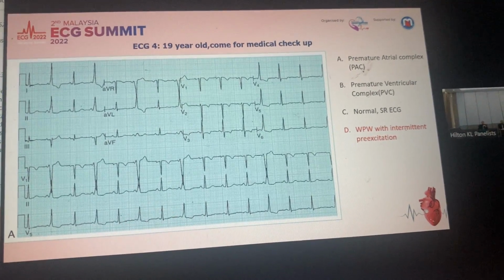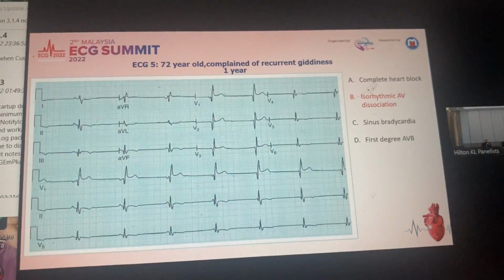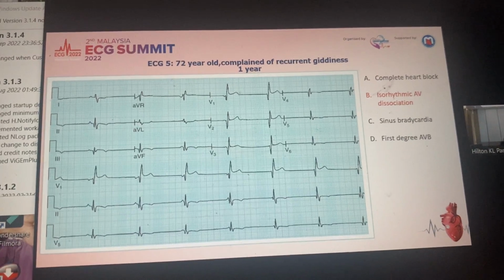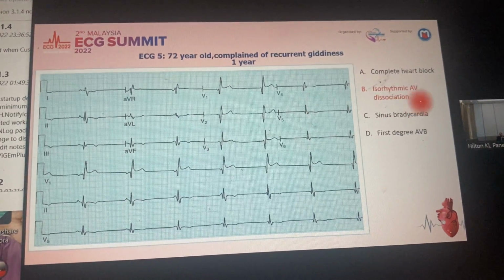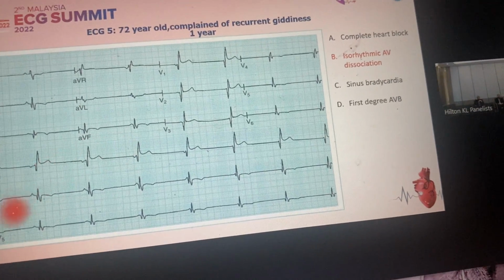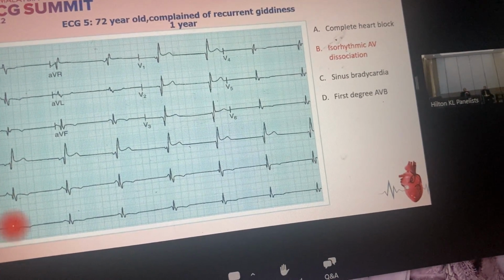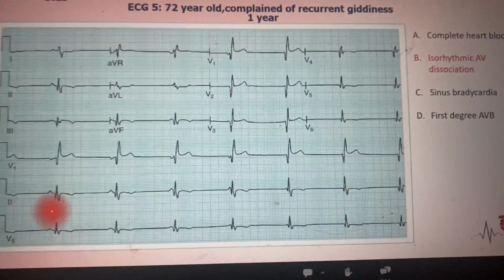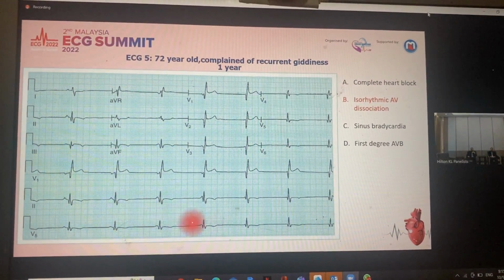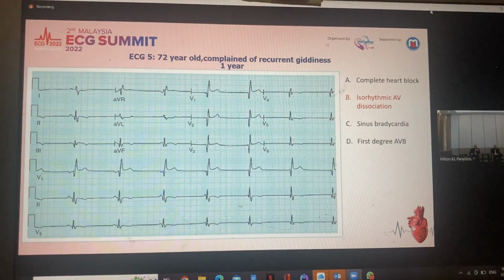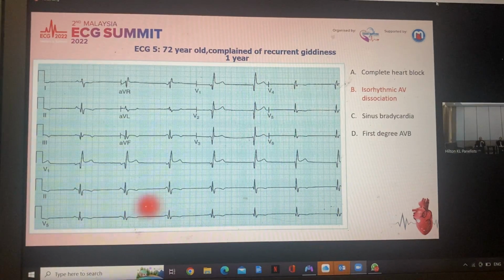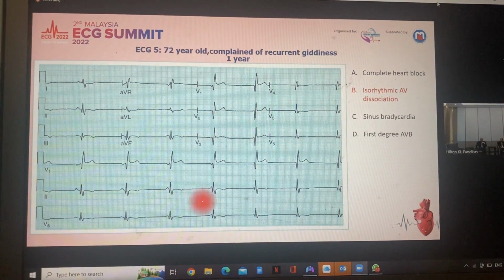All right. Next, a 72-year-old complains of recurrent giddiness. The correct answer will be isorhythmic AV dissociation. So look carefully at lead 2. Here you can see a P wave followed by QRS, a P wave followed by QRS. So one P wave followed by one QRS. But look at the P wave here, it becomes dissociated.